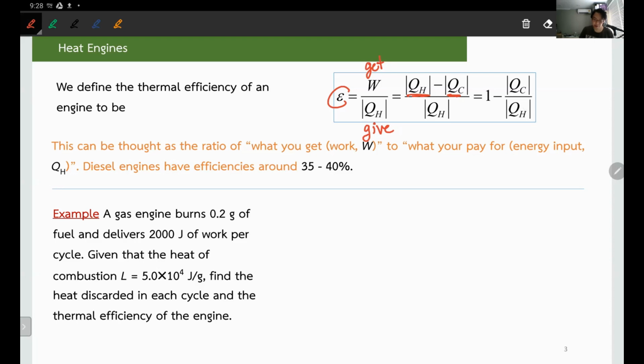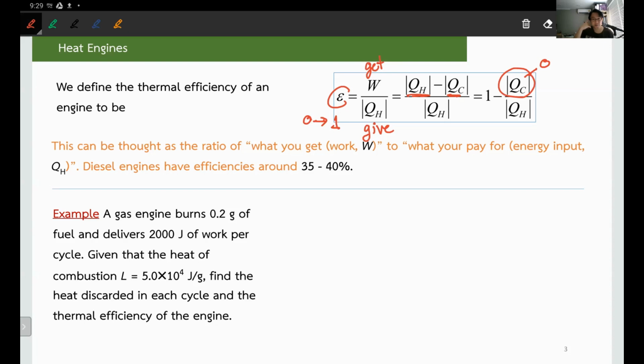As you can see, the efficiency is a number that goes between 0 and 1. If you want to turn it into a percentage, you can just multiply by 100. If you have 0 efficiency, you don't get any work done at all, so that's a 0% efficiency engine. But if you have an efficiency of 1, that means you can turn everything into work. The way to achieve that is to turn Q cold into 0, no discarded heat. If you can achieve that, that is a 100% efficient engine.